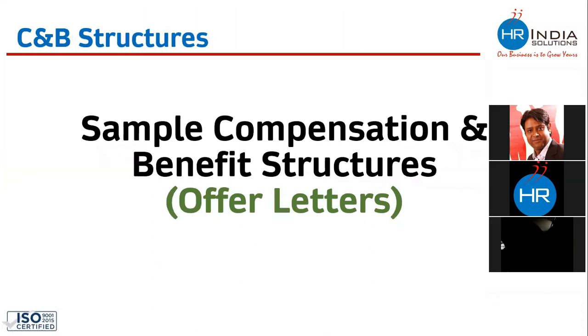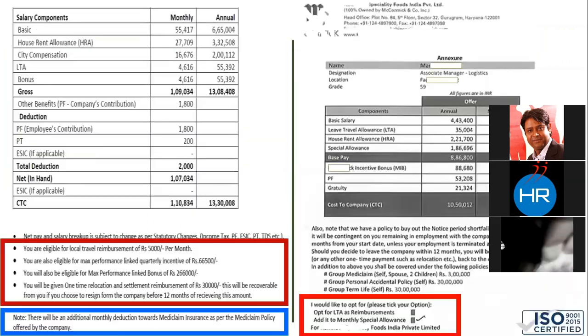and let's understand their CTC annexures. If you see this slide, on the left side we have a compensation model where everything is decided. Above the gross salary, basic, HRA, conveyance, compensatory allowance, LTA, bonus, everything is decided by the company. There is no choice for the employee to pick any of the allowances on the basis of their expenses. But it is a good example of a complete compensation and benefit structure.